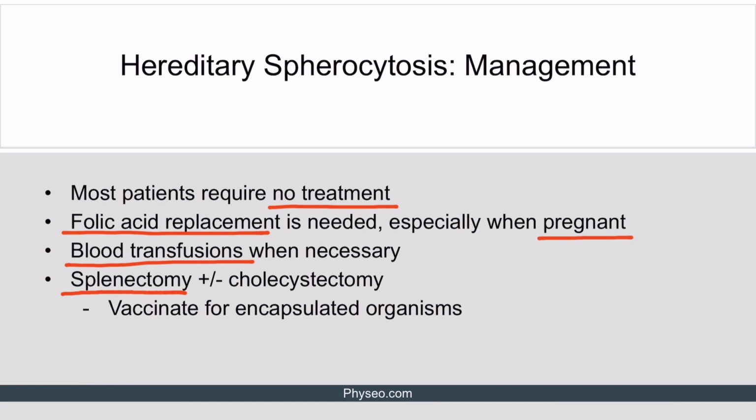However, it's important to remember that patients with a splenectomy will continue to have spherocytes. They will just not have hemolysis once the spleen is gone. Simultaneous cholecystectomy should be considered if there are gallstones. It's important to ensure that all vaccines against encapsulated organisms are administered on time before splenectomy.